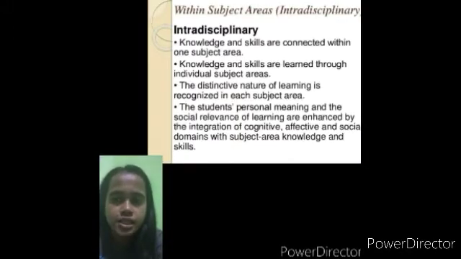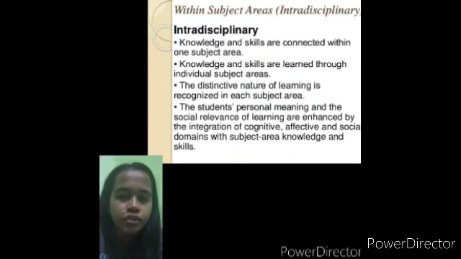Interdisciplinary knowledge and skills are connected within the subject area. Knowledge and skills are learned through individual subject areas, and the distinctive nature of learning is recognized in each subject area. The student's personal meaning and the social relevance of the learning are enhanced by the integration of cognitive, affective, and social domains in the subject area of knowledge and skills. In this interdisciplinary approach, teachers integrate the subdisciplines within a subject area. Integrating reading, writing, and oral communication in language arts is a common example, where teachers often integrate history, geography, economics, and government in an interdisciplinary social studies program.